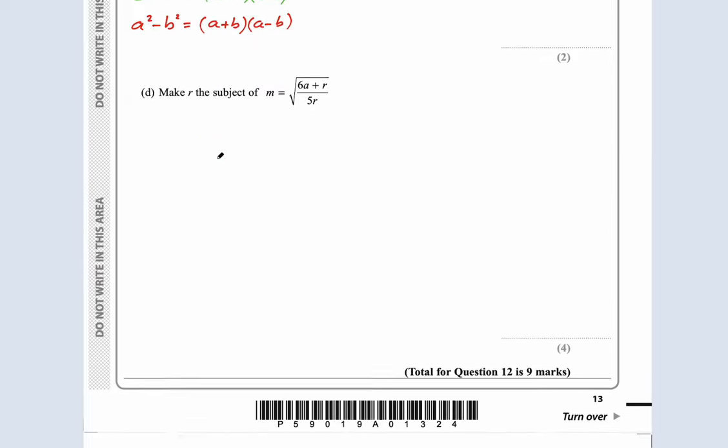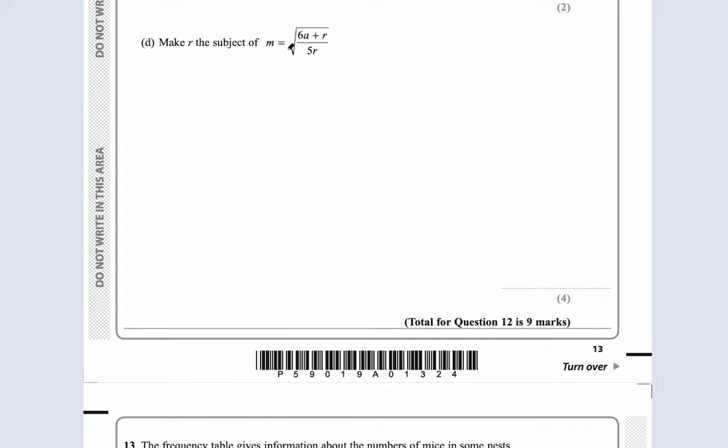Okay, part D. Make r the subject of the formula, right? So I need to get rid of all these things, guys, that I don't like. First thing to get rid of is the big square root, so I'm going to square both sides. 6a plus r over 5r. Second thing, I don't like this denominator. Multiply across: 5r times m squared equals 6a plus r. That's multiplying across by 5r.